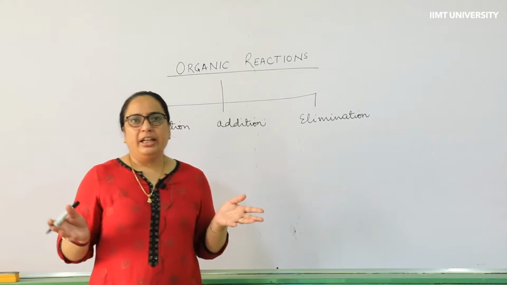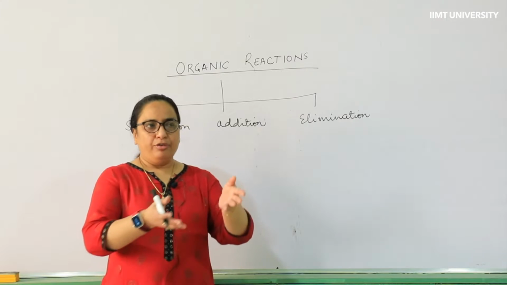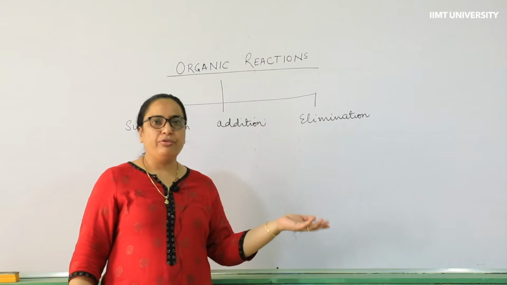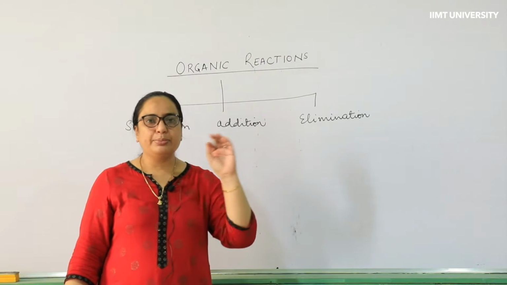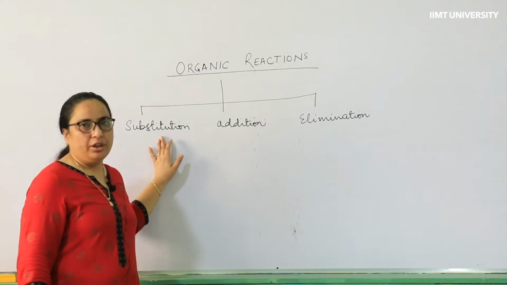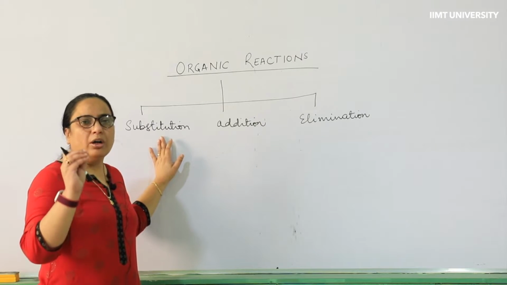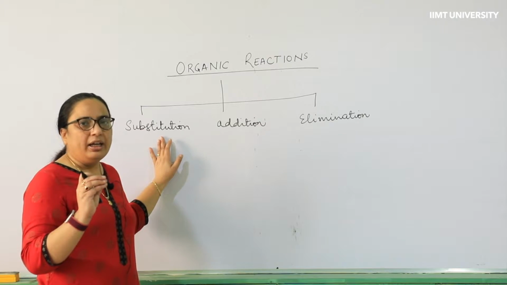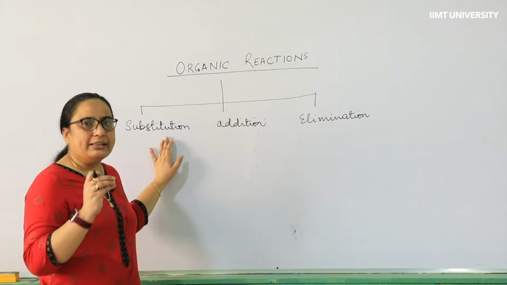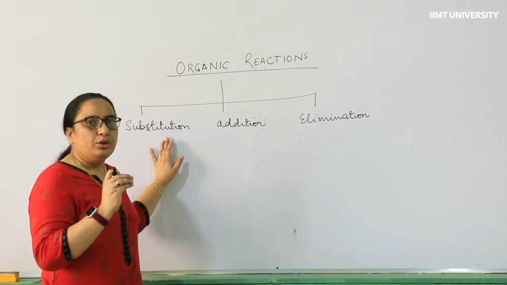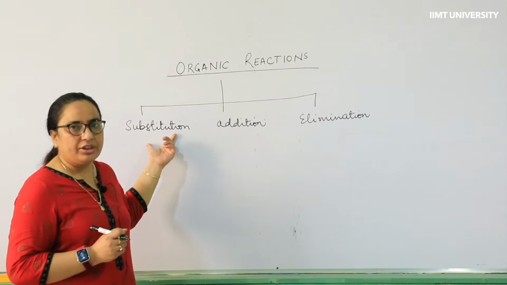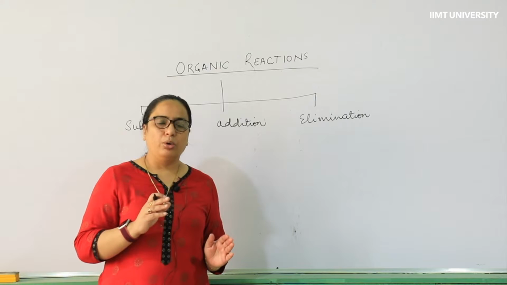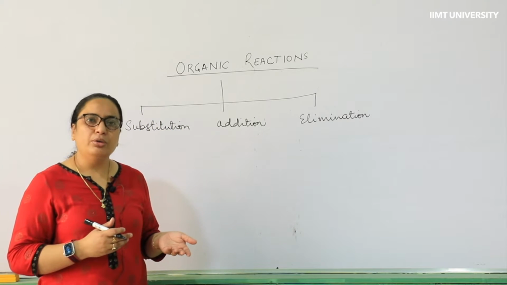Like the students are sitting in the class. If one of the students is asked to go out and in place the another student from the outside comes and takes his position, it is called the substitution. That is, the group or the atom which is already present on the carbon of the organic compound is allowed to leave and in place some other comes in that place. So this is called the substitution reaction. That is the substitution of the already existing atom or group by some another atom or group.